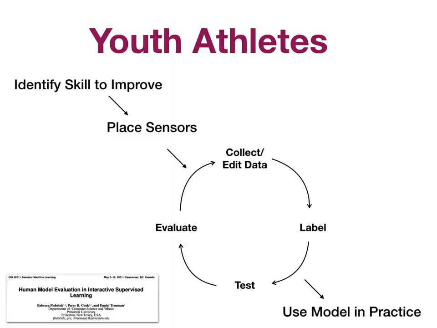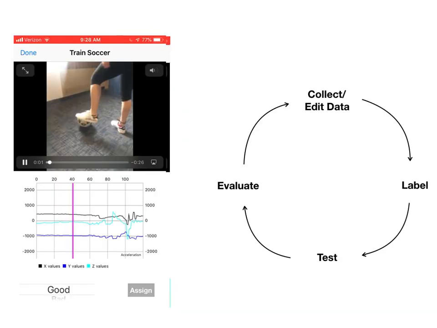Then the athlete uses the mobile app to facilitate an interactive machine learning process as described by Rebecca Fiebrink in her work in the area. The athlete uses their knowledge to identify skills to improve and decides where to place the sensor on their body. Then they go through this iterative process of collecting data, labeling it, testing their models, and evaluating their models. After they've reached some level of performance, they begin to use the model in practice.